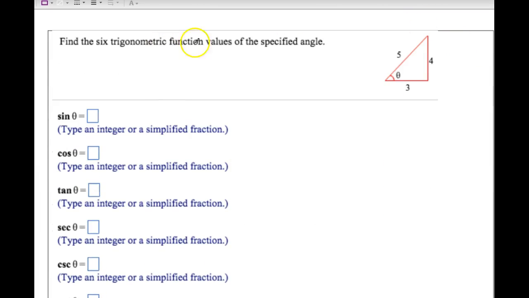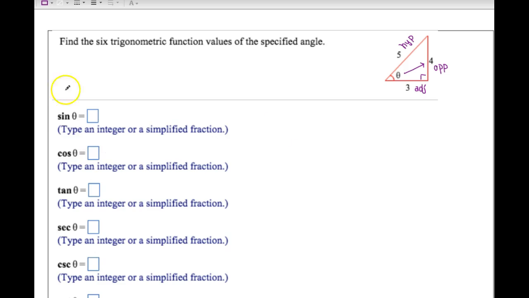Find the 6 trig function values of the specified angle. So if this is my theta, 4 is my opposite side, 3 is my adjacent side, and 5, because it's the longest side, is my hypotenuse. Now, if you ever have a triangle where you can't really tell which side is the longest side, the hypotenuse is always opposite the right angle.